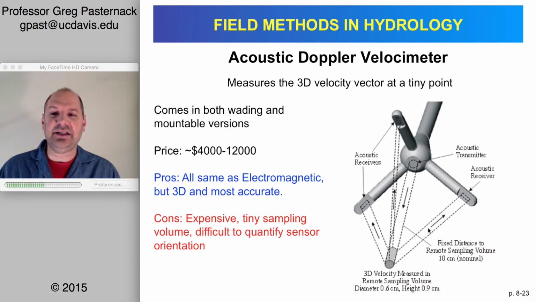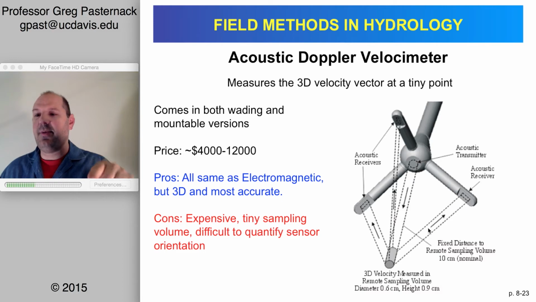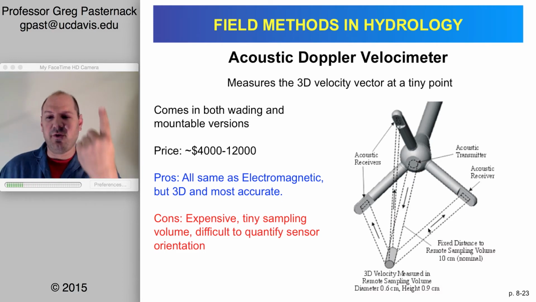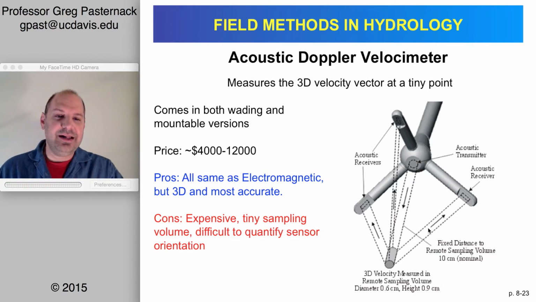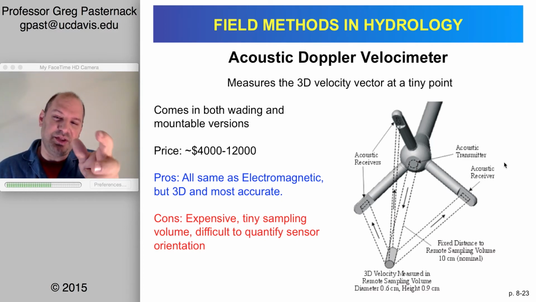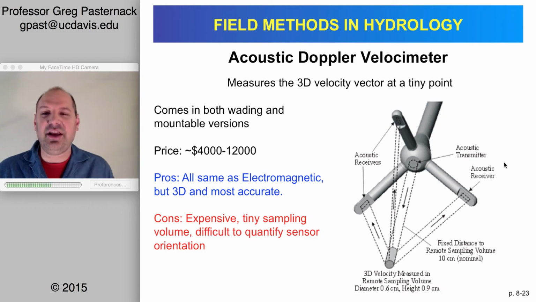So remember, velocity is a vector: a downstream component, a cross-stream component, and a vertical component. However, it's not oriented that way. I mean, of course, however you hold this sensor with its prongs, you're going to get the 3D vector, but relative to its coordinate system, not the river.